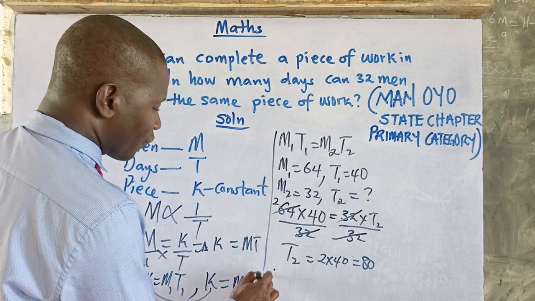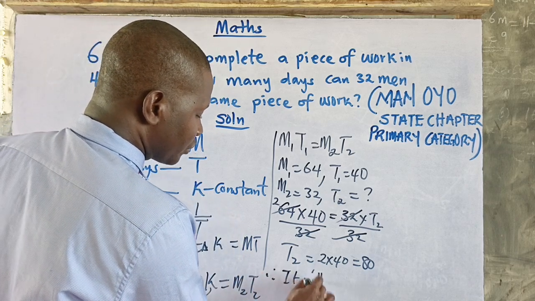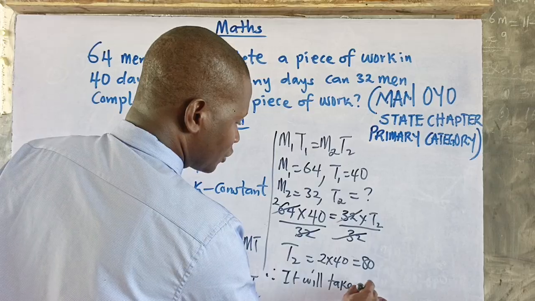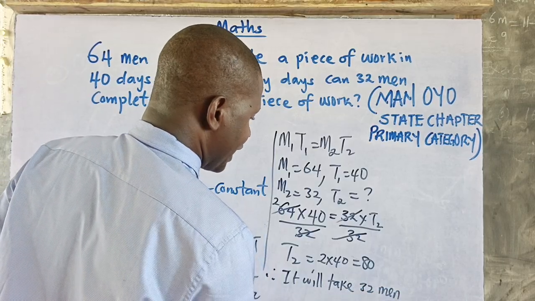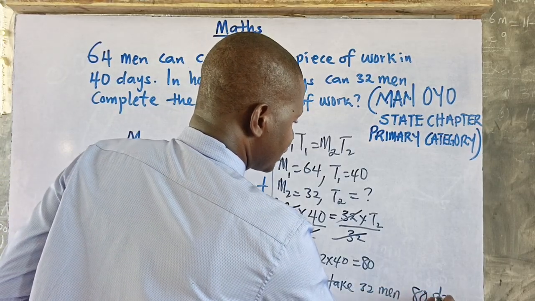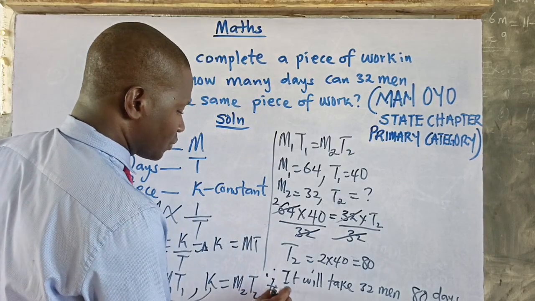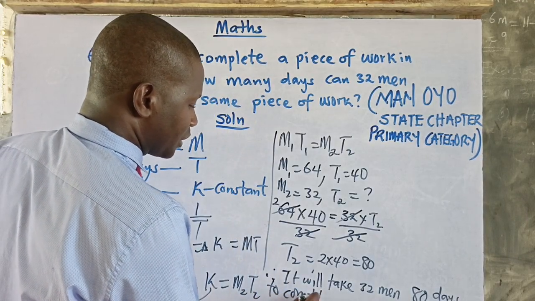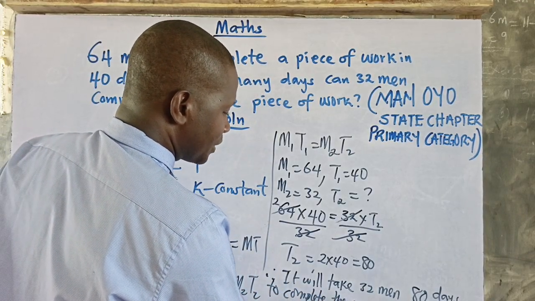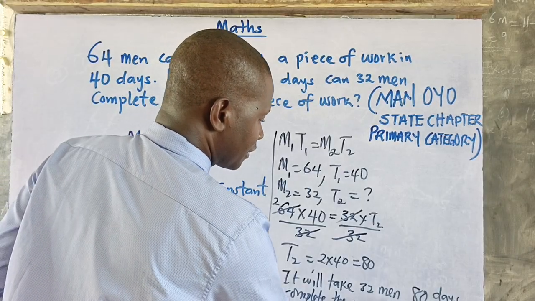that will be 80. So therefore, it will take 32 men 80 days to complete the same piece of work.